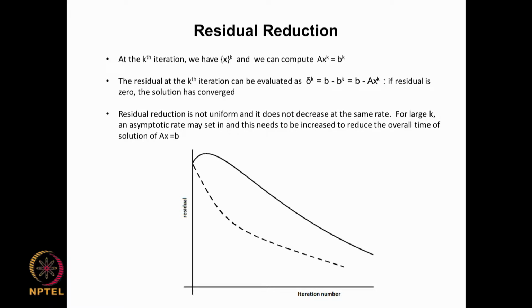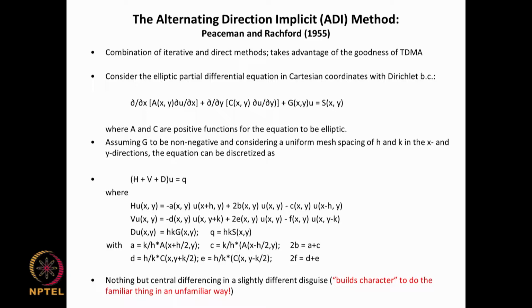And we started looking at, in the second part of this module, methods which can improve upon this rate of convergence. We looked at the successive over-relaxation method, and then we also introduced in the last lecture the alternating direction implicit method, which tries to take advantage of the efficiency of the TDMA method for the solution of tridiagonal type of equations.